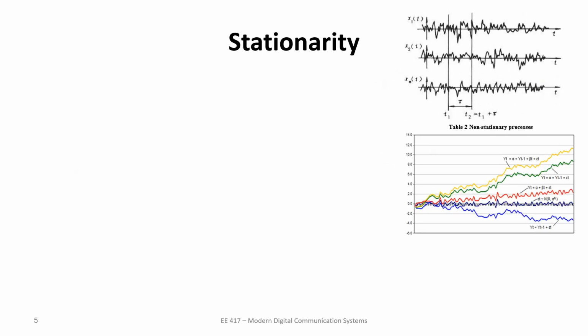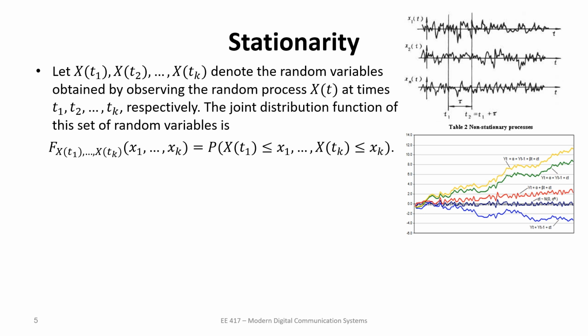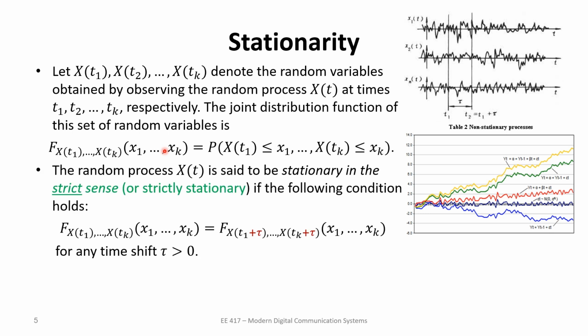Now, we say that the process is stationary if the probability of this observation does not change with time. So if we take those outcomes and denote the random variables obtained by observing X of t at different times, then if you look at the joint probability, the joint relation between them, and it's not changing with time, then we say that this process is stationary, or stationary in the strict sense, which means you can do the experiment today, tomorrow, or whatever time. It does not change with time.